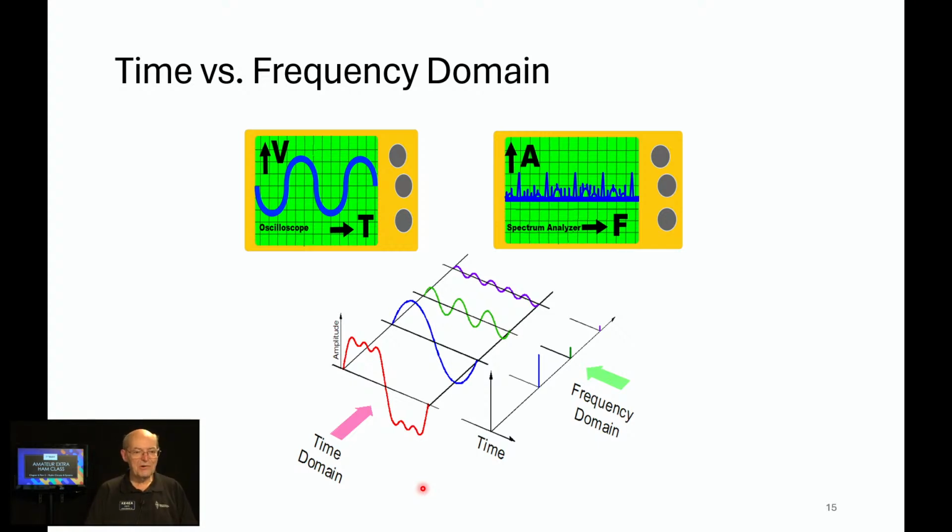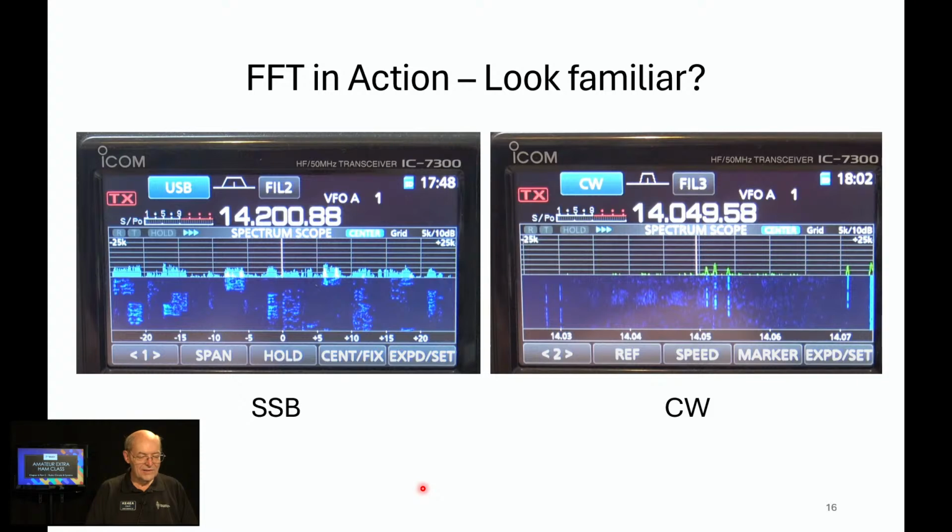So where do we see that today, you might be wondering? Why is any of this important? Well, have you ever seen anything that looks like this? This is a spectrum display on a modern radio. This happens to be an ICOM 7300, and this display is actually pretty useful.